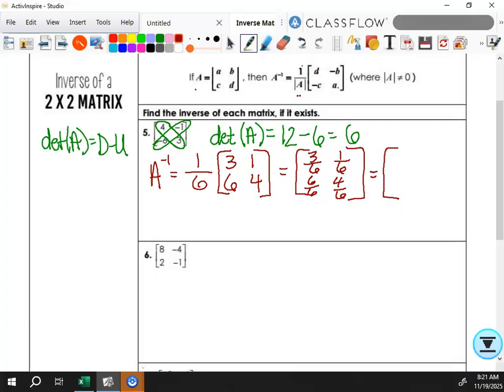3/6 is what? 1/2. 1/6 is just 1/6. 6 over 6 is 1. 4 over 6 is 2/3. There we go. There's our inverse. What questions do you have? Okay.